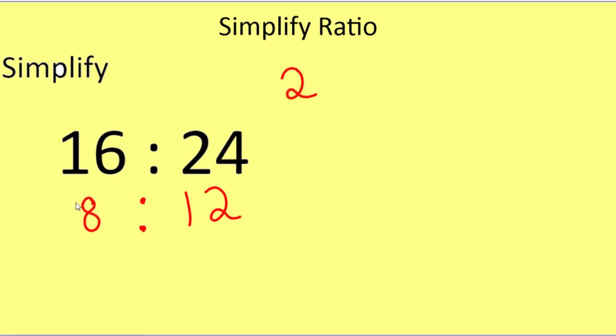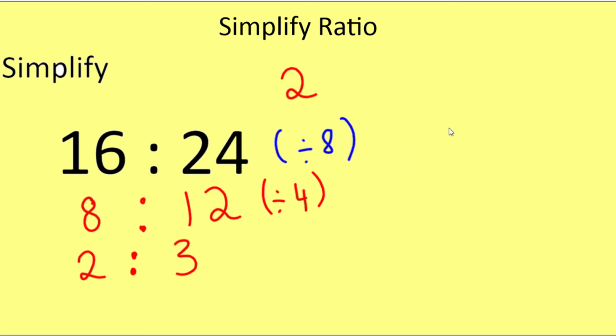Again, we can look for a number that goes into both of these. So we could do 2 again, but we can see that 4 goes into this as well. So we can divide this by 4. And there's 2 4s in 8. And there's 3 4s in 12. Alternatively, we could have done this by a bigger number. So we always want to try and find the biggest number that goes into both. So alternatively, we could have started by dividing by 8. And that would leave us with 2 to 3 straight away.